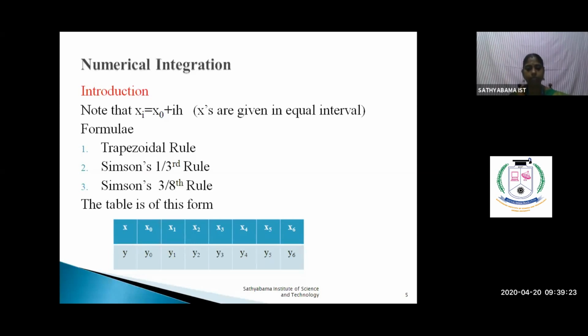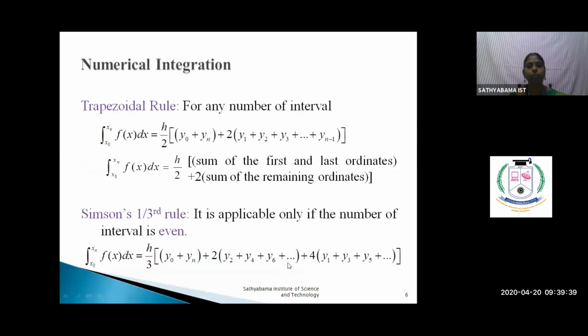y0 to y1 is 1. y1 to y2 is 2. y2 to y3 is 3. y3 to y4 is 4. y4 to y5 is 5 and y5 to y6 is what? 6, the number of intervals. And now you look at what is my 6? 6 is a multiple of 2. It is what? An even number. So in this case, I can use Simpson's 1/3 rule.